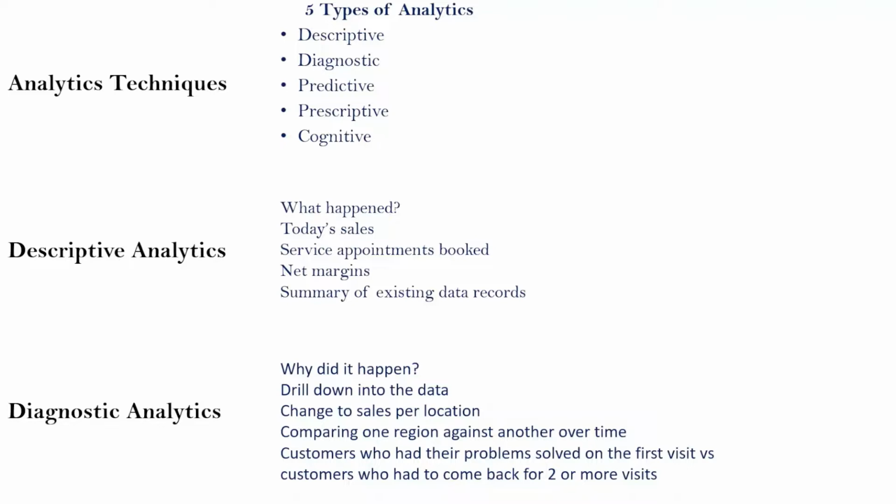Next we have diagnostic analytics. Here we are talking about why it happened. We drill down into the data and check what the sales change is per location. In descriptive we check what today's sales were, but in diagnostic, if we observe that sales were drastically higher or very low, we ask what the change is per location. Is it happening everywhere or just at one place? Why is it happening?